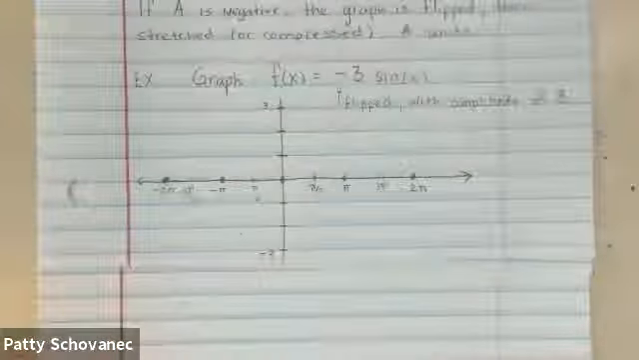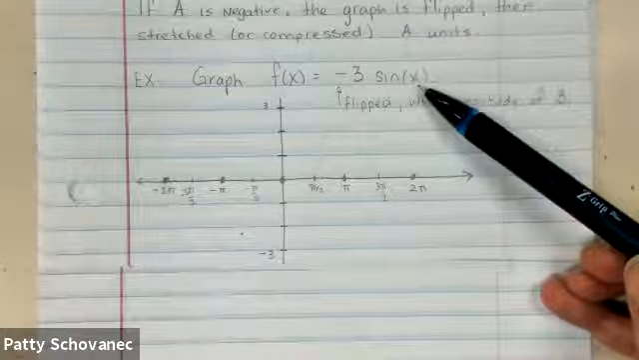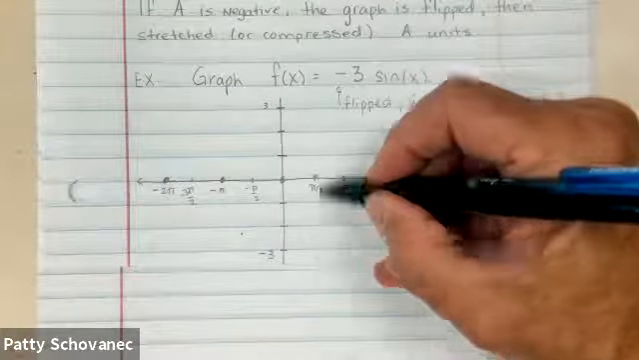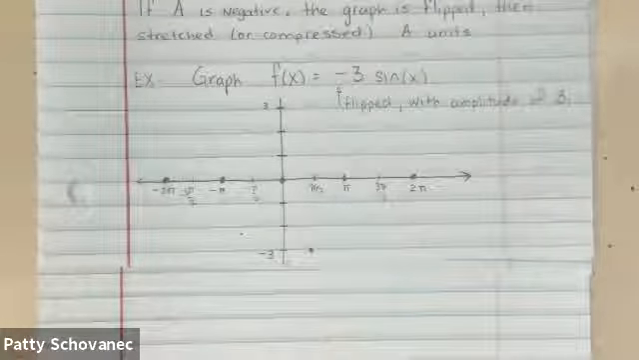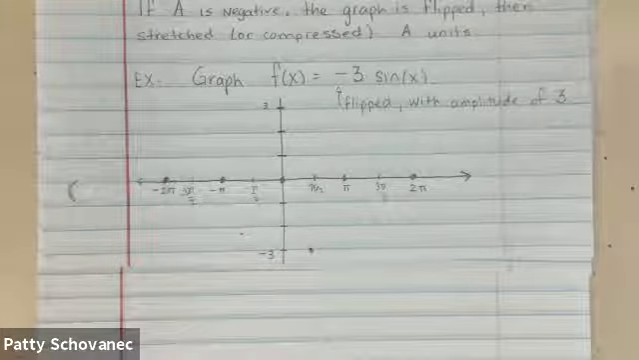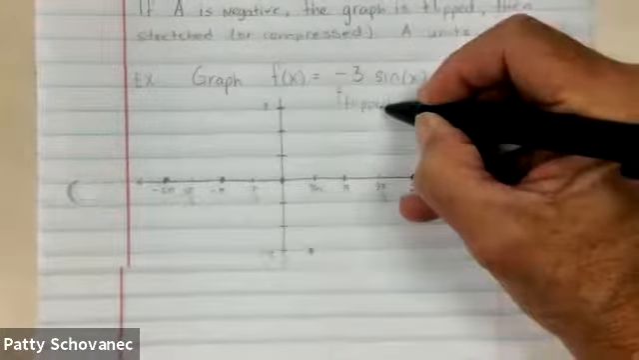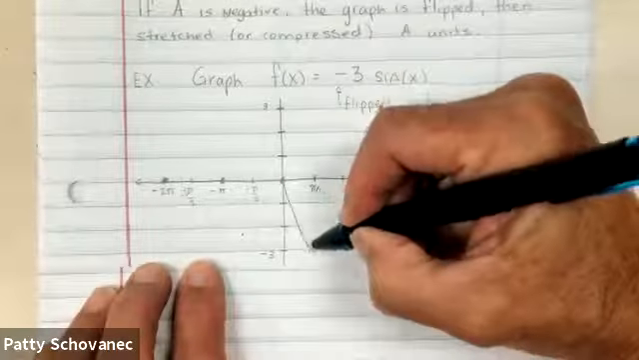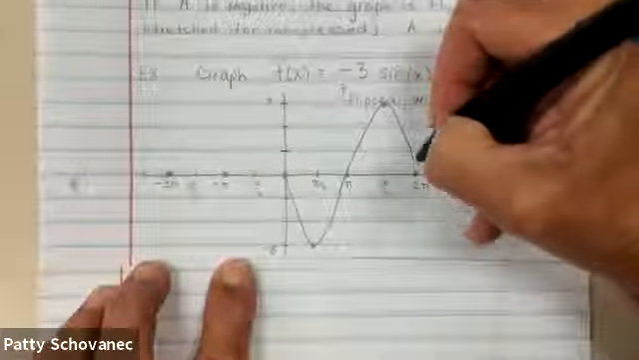Typically, the sine of pi halves is 1. But in this case, I take that 1 and multiply it by -3. So the ordered pair at pi halves is pi halves -3. The sine of 3 pi halves is -1. So if I take the -1 and multiply it with the -3, I'm going to get a +3. So this upside down sine curve goes down, then up, and then back down for one period.